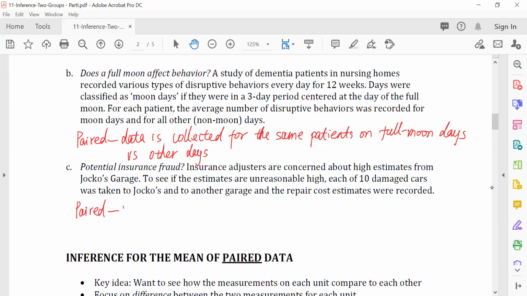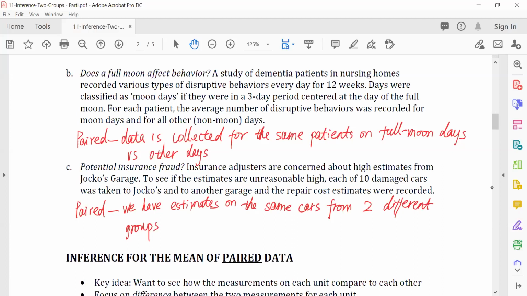So this is, we have estimates on the same cars from two different groups. So this is some case.